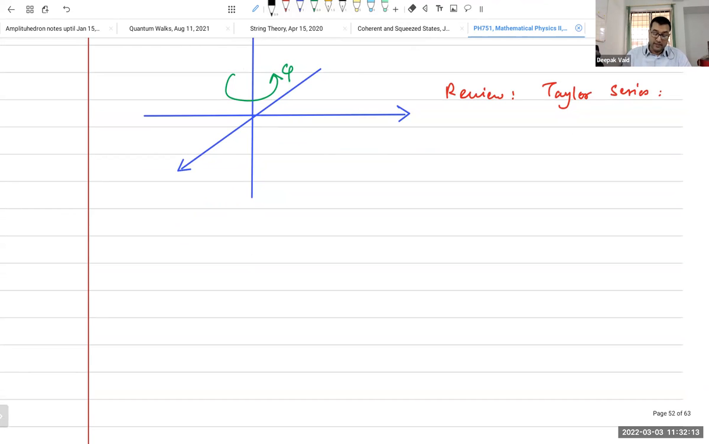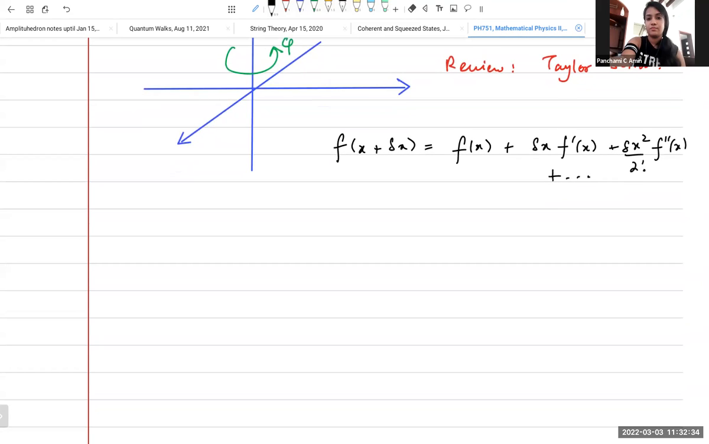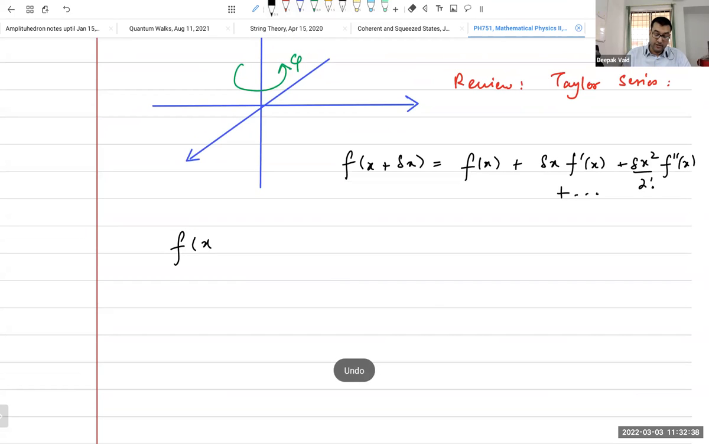So what is the Taylor series for one variable? I think all of you know this, right? This you are all familiar with? Yes, sir. Now, what I have used in the derivation for the generator of the angular momentum is the Taylor series for a function of multiple variables.